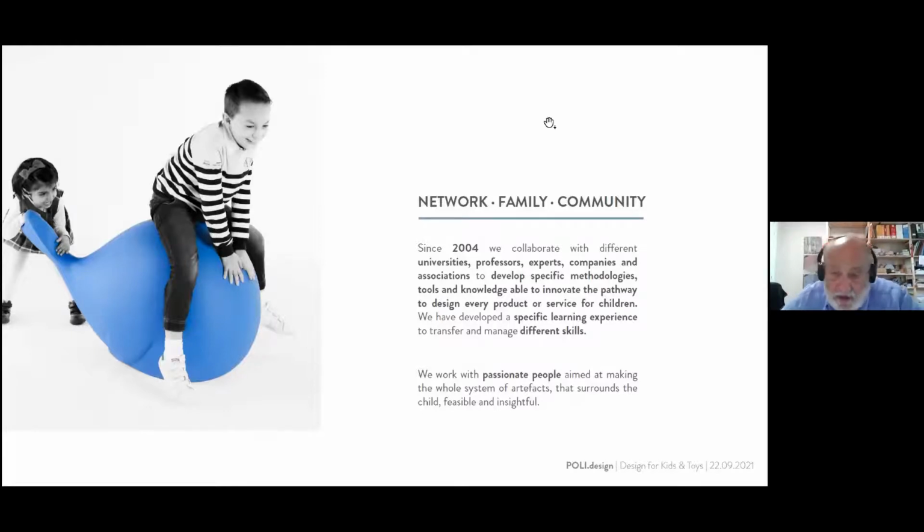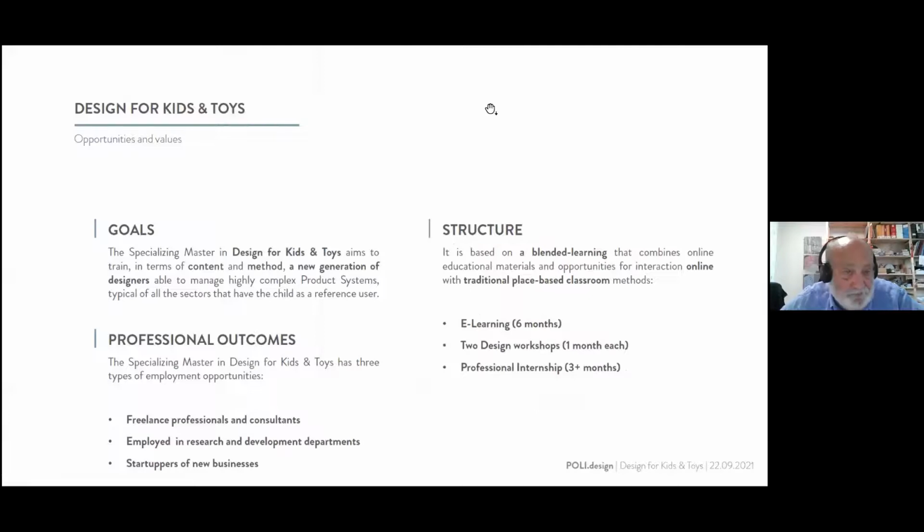And we have developed a specific learning experience to transfer and manage different skills. Passion is really the unique value that is very important and strategic for the students who come to our master. So the goal is to give a method and contents to form a new generation of designers, able to manage a highly complex product system. Because remember, all the products and toys dedicated to children are systemic: they are product and services and everything related not only to the product, but to the learning and to the brain experience of the children.